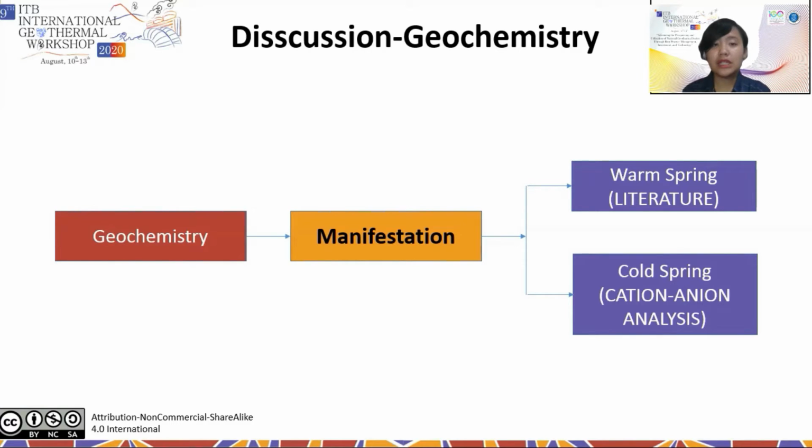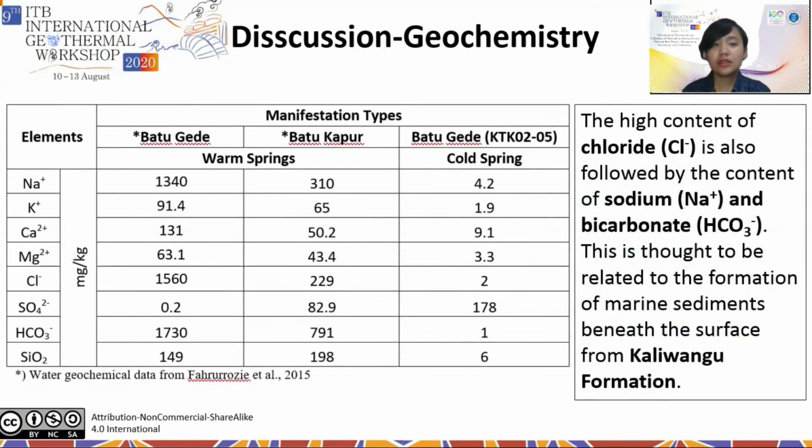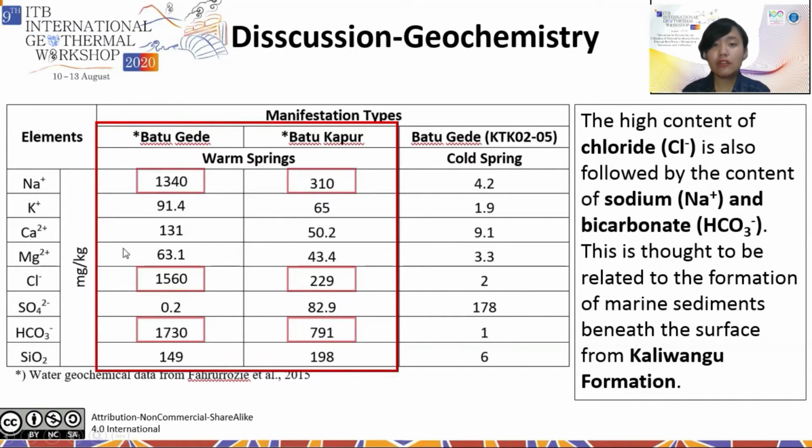Warm spring geochemical data is a reference from Farrozi et al. 2015, while cold spring geochemical data are primary data. The high content of chloride is also followed by the contents of sodium and bicarbonate. This is thought to be related to the formation of marine sediments beneath the surface from Kaliwang Formation.